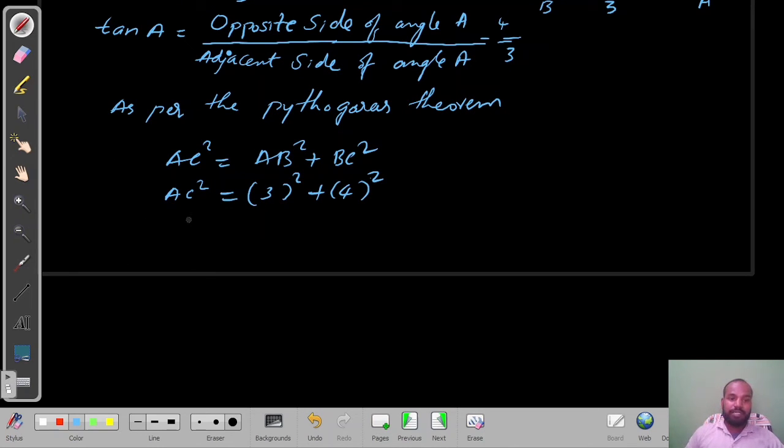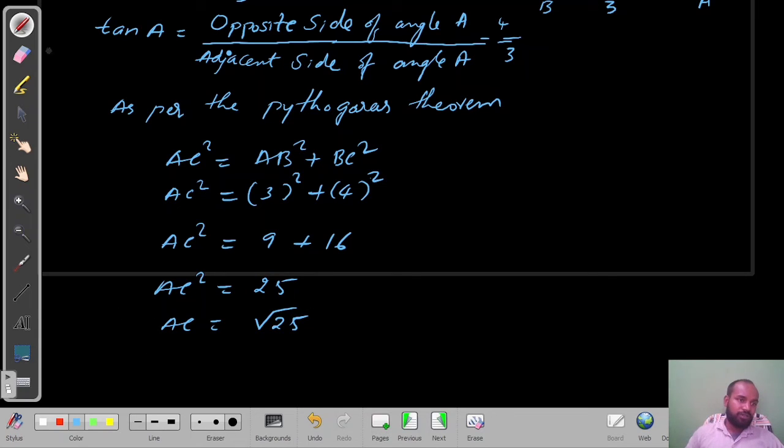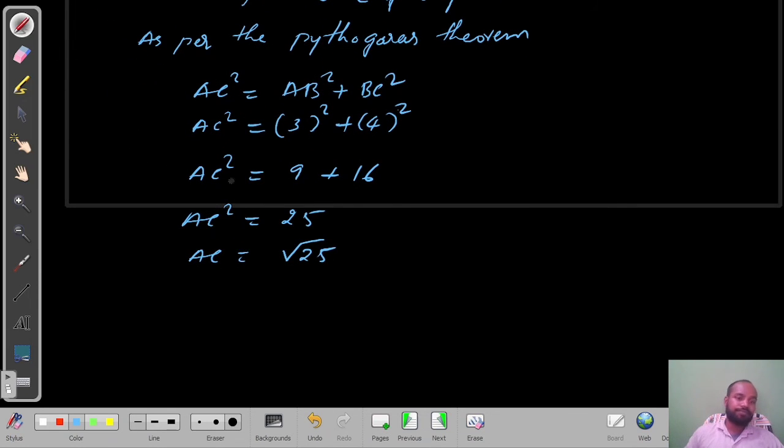That is AC, we don't know, we are writing it as it is. 3 square is equal to 9, plus 4 square is equal to 16. That is AC square equals 16 plus 9, that is 25. Then AC equals root 25, the root and the square cancel, and AC becomes 5.